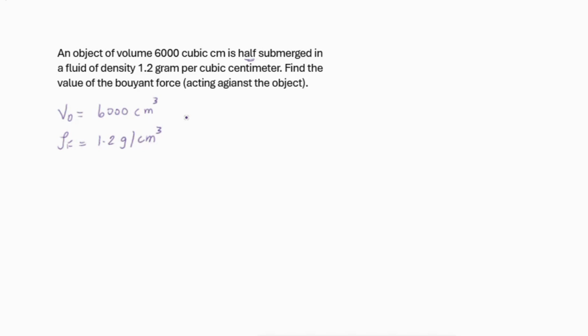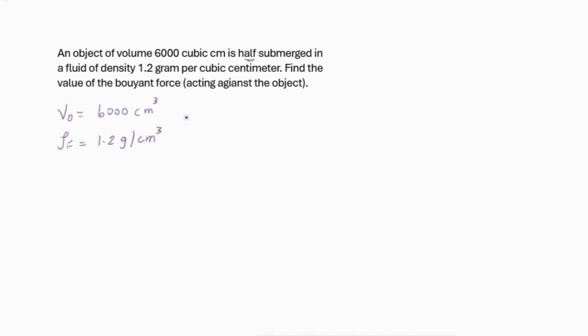Now, what Archimedes is saying is that the volume of the fluid displaced is equal to the volume of the object. Okay? So if we have the volume of the object that is submerged into the fluid, we can then use that same value as the volume of the fluid displaced.